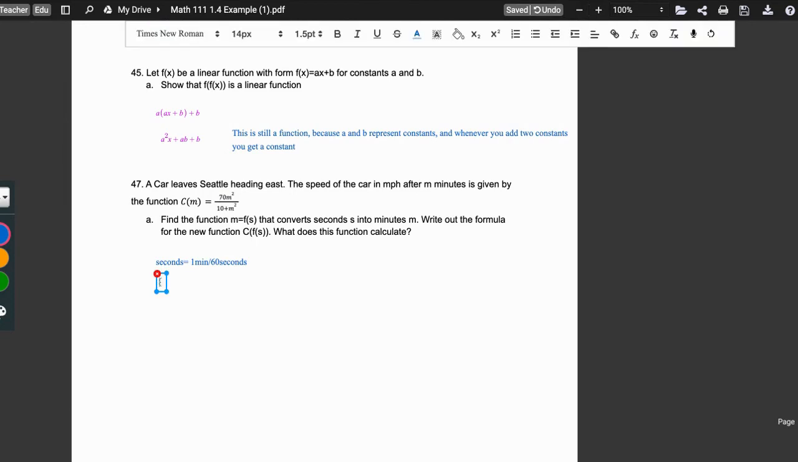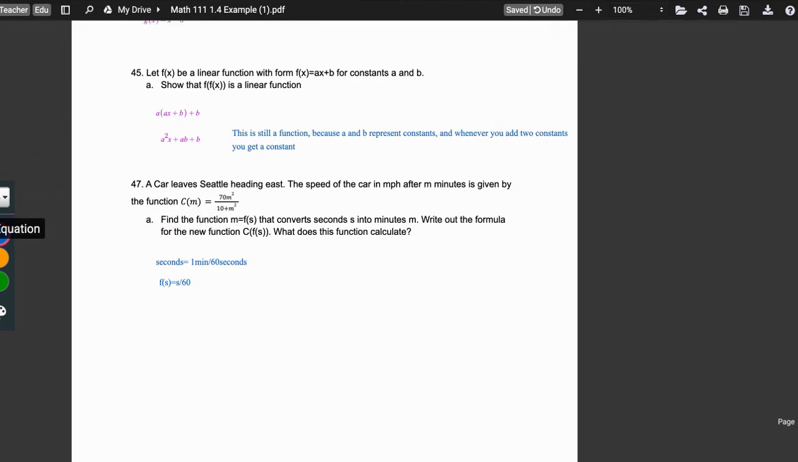So looking at my function, f of s is equal to s over 60. Okay, and this again converts the seconds into minutes, because let's say I had 120 seconds. Well, then 120 divided by 60 is 2. So that's going to give me 2 minutes. So this checks out. So using that, now I'm going to show what c of f of s is.